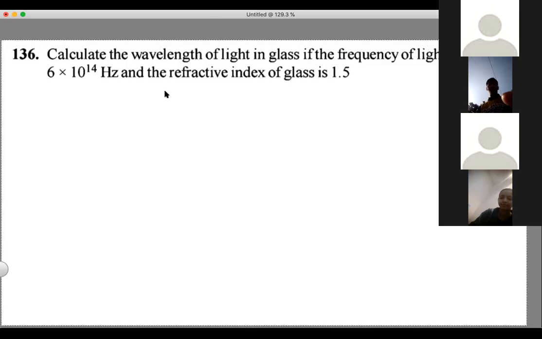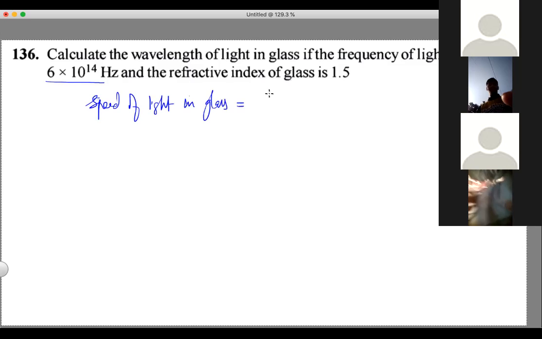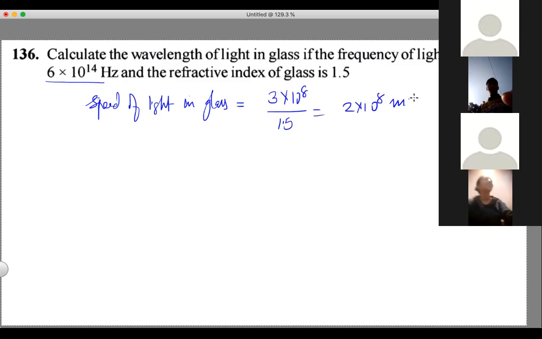I will continue with this question. It is a very easy question. How will we do this? Calculate the wavelength of light in glass if the frequency of light is 6 into 10 raised to power 14 hertz and the refractive index of glass is 1.5. Okay, so we can find the speed of light in glass, which is equal to 3 into 10 raised to the power 8 by 1.5, which is 2 into 10 raised to the power 8 meter per second.